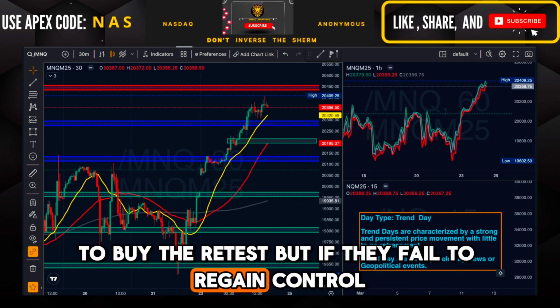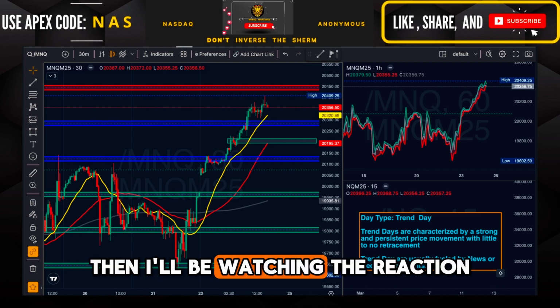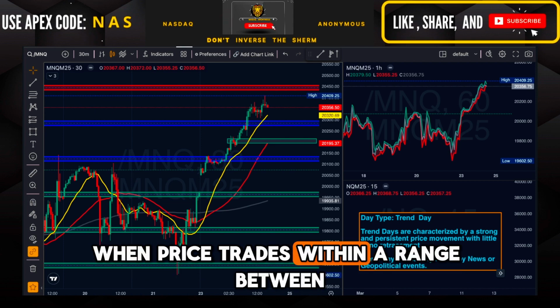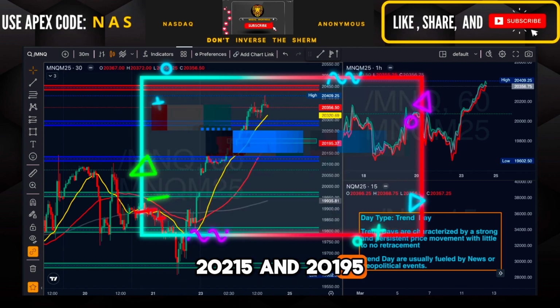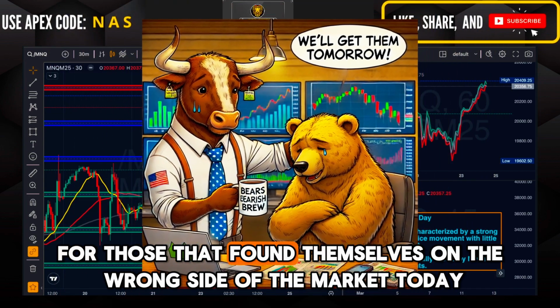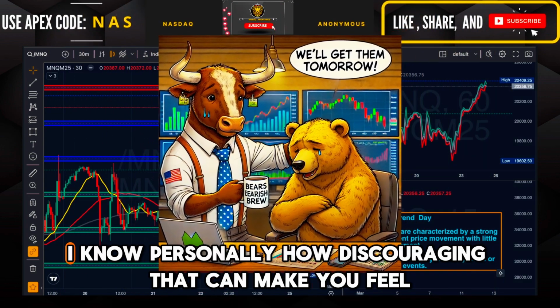But if they fail to regain control, then I'll be watching the reaction when price trades within a range between 215 and 195.